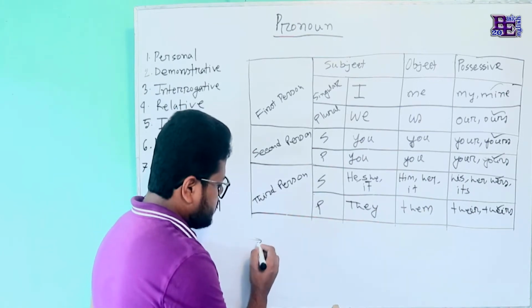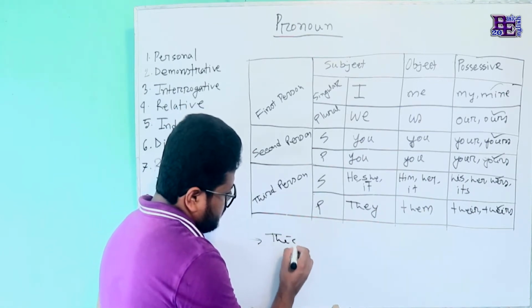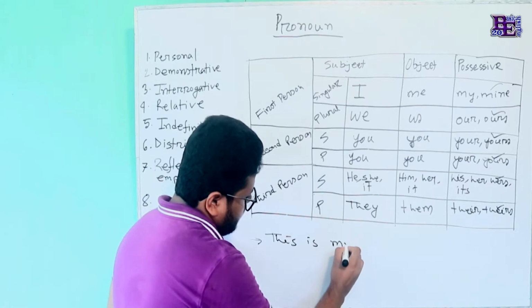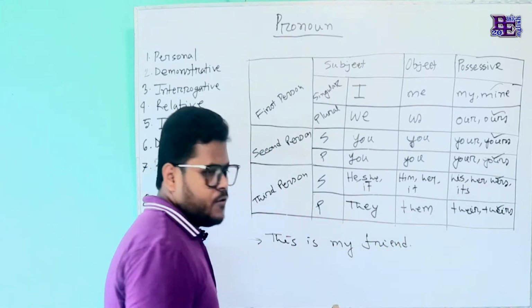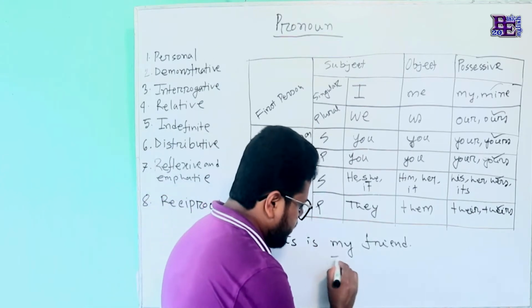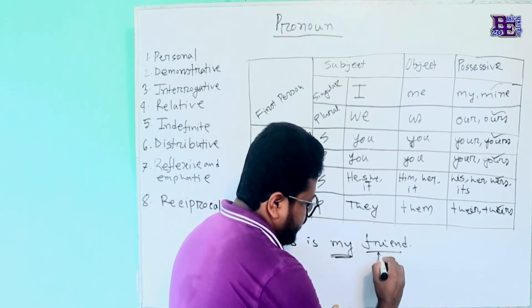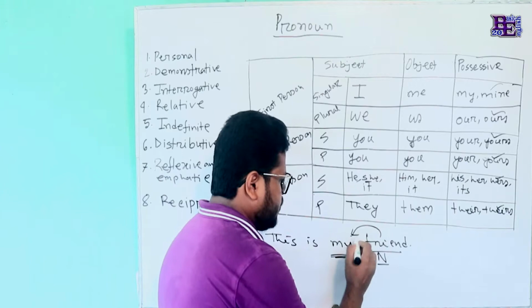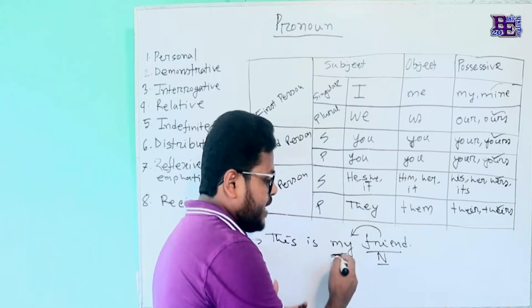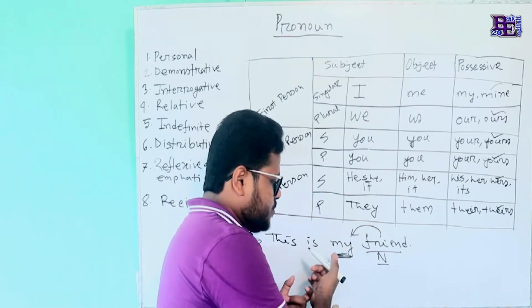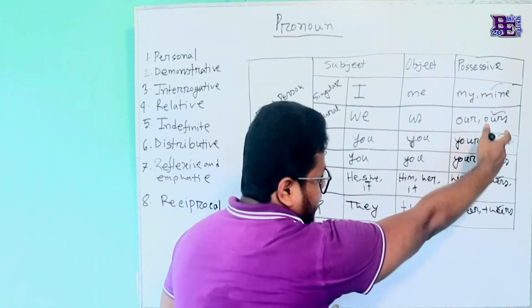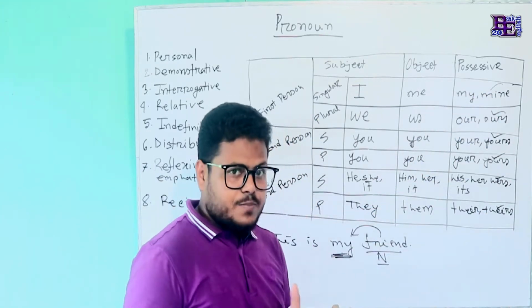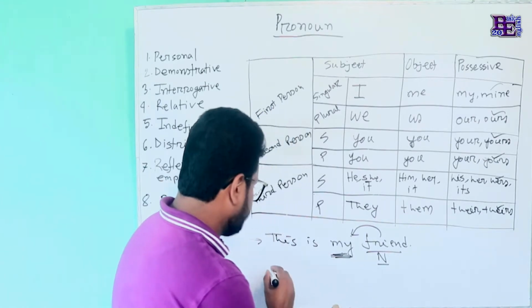If I just write, this is my friend. Okay, you know, we have used my. Friend is a noun, and before the noun we have used my, so this has been used as an adjective here, that is possessive adjective, or you can say pronominal adjective. But they will always be used as the pronouns, like this.